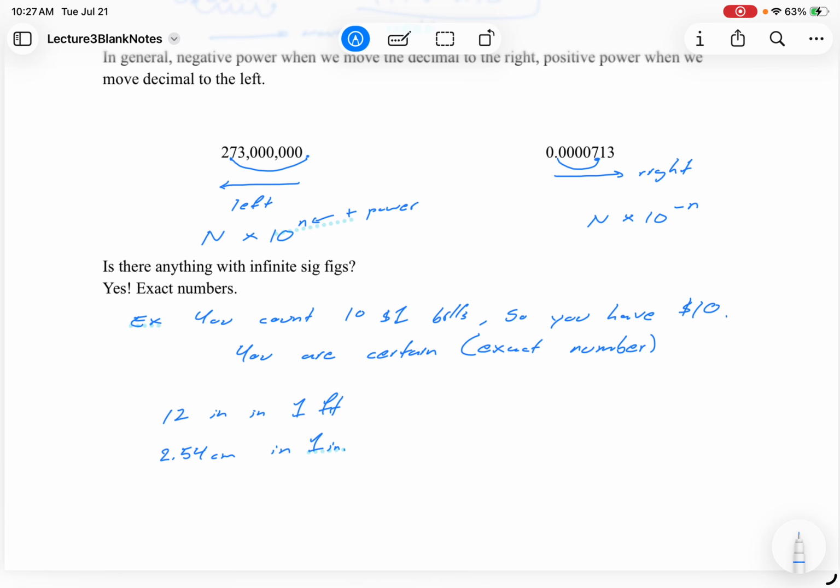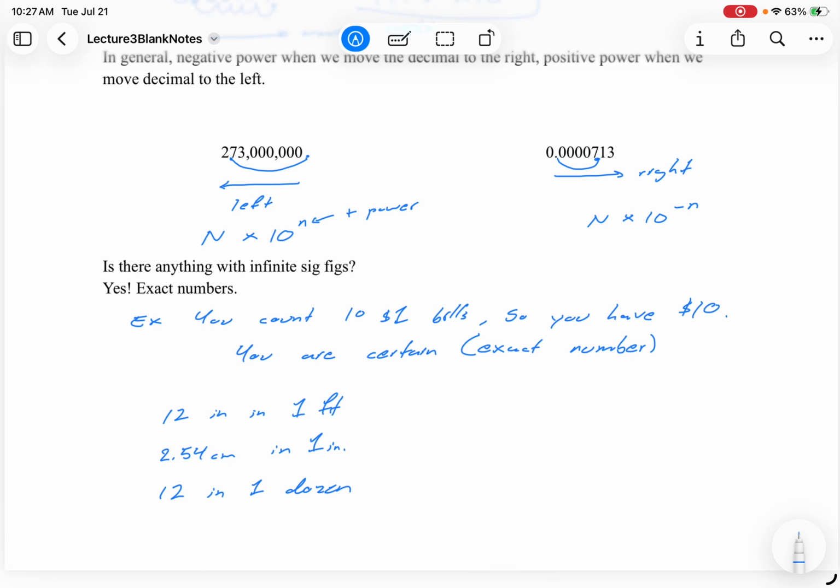And we have 12 in 1 dozen. No one's going to be like, is a dozen 12.1 or 11.9? No one's going to say that. It is 12 in 1 dozen. That is certain. That is an exact number. Infinite sig figs. All these have infinite sig figs, right?